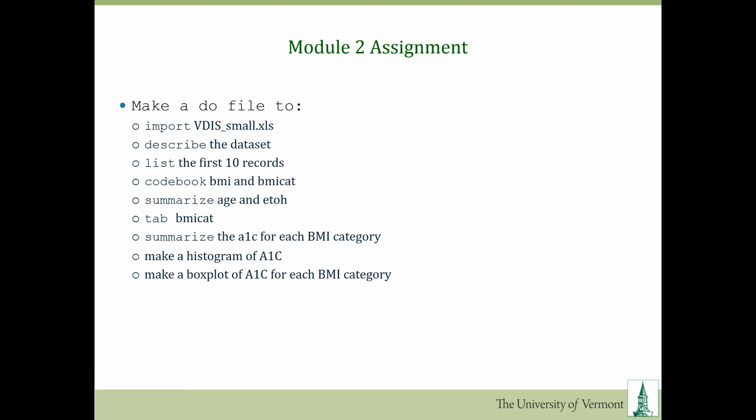is to import a data set called VDIS_small.xls, describe the data set, list the first 10 records, codebook the two variables BMI and BMI cat, summarize two variables called age and ETOH, tabulate the variable called BMI cat, summarize the A1C values for each BMI category, and then some graphics. Make a histogram of A1C and a box plot of A1C for each BMI category.